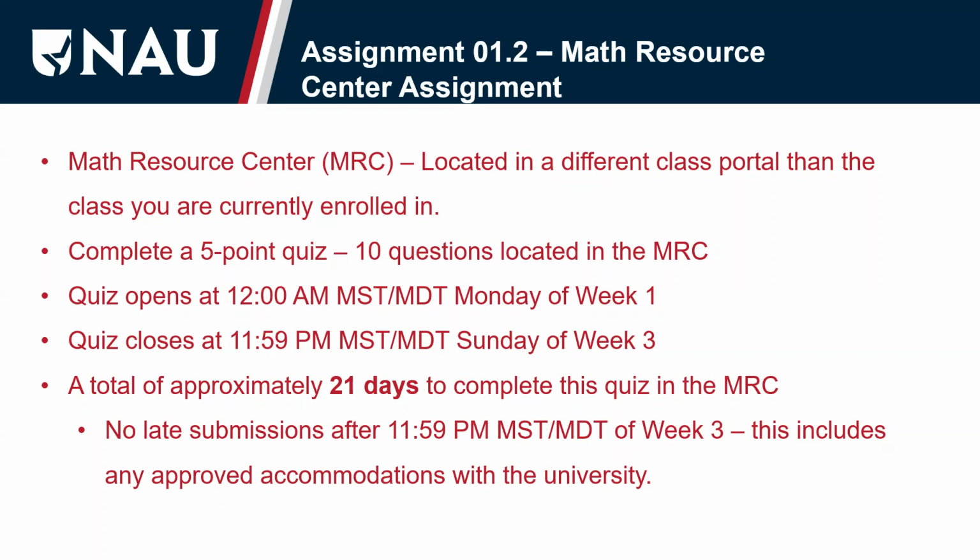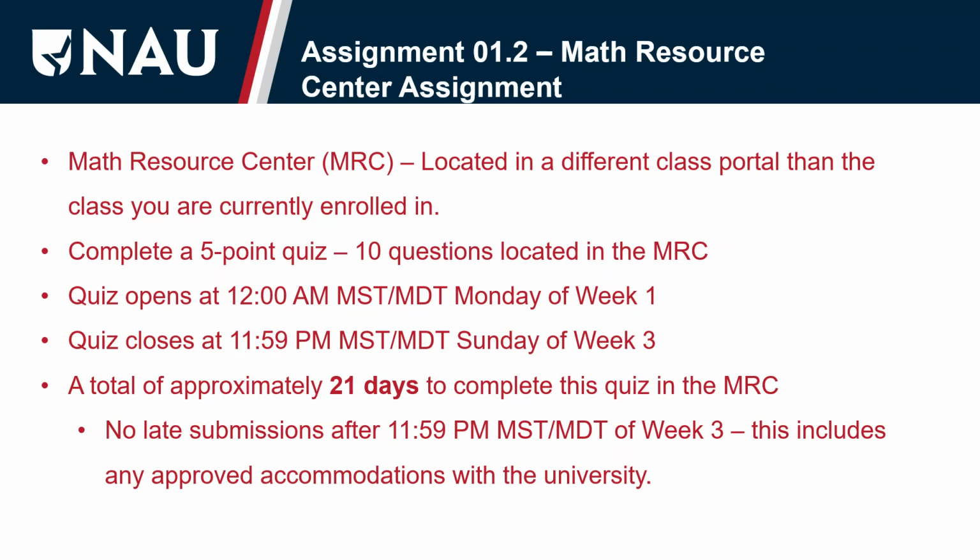That quiz will be 10 questions, each worth a half a point. This quiz can be completed an unlimited amount of times. So if you do not get the full 5 points after the first attempt, it can be completed an unlimited amount of times. This quiz opens at 12 a.m. Mountain Standard Time or Mountain Daylight Time, depending on when you are taking the course, Monday of week 1, so the very first day of class. It closes at 11:59 p.m. Mountain Standard Time or Mountain Daylight Time of Sunday of week 3. So you have a total of 21 days to complete this quiz inside the Math Resource Center.